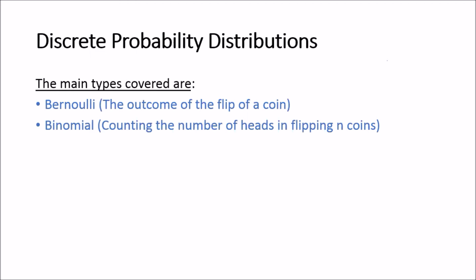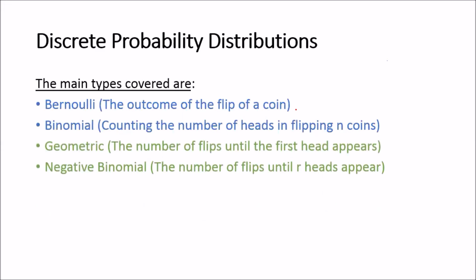A Bernoulli distribution is like flipping a coin and looking at the outcome of that flip. A binomial distribution counts the number of heads in flipping n coins. So it's related to the Bernoulli distribution, and that's why I've colored both of them in blue, because the binomial distribution counts the number of heads in n independent trials that are each Bernoulli distributed. The geometric distribution counts the number of flips until our first heads appears. And that's related to the negative binomial distribution, which counts the number of flips until a given number of heads appear.